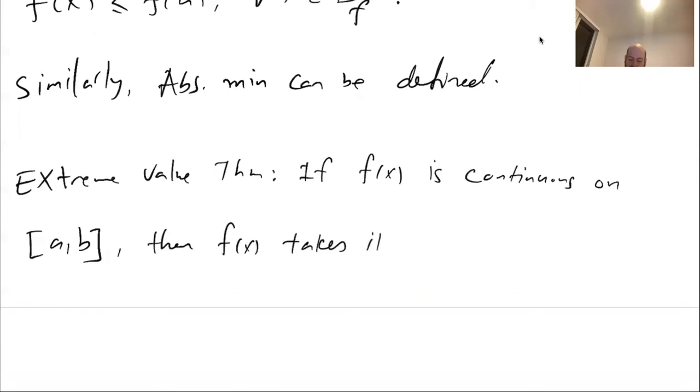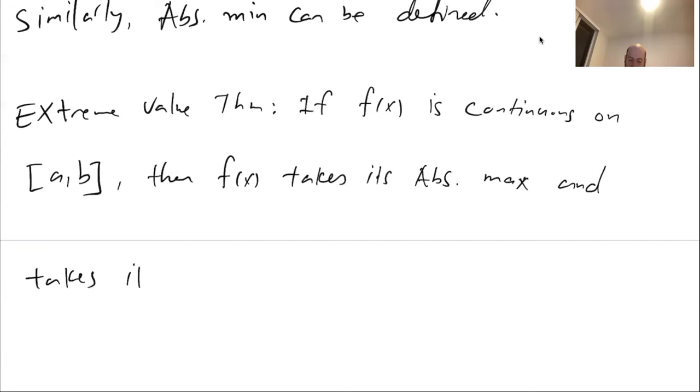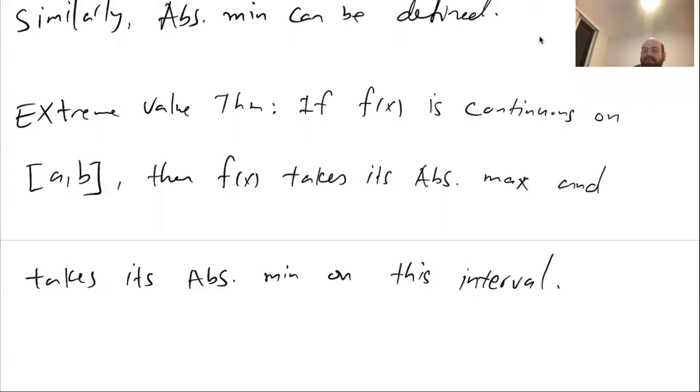then f of x takes its absolute max and takes its absolute min on this interval. Because not every function takes an absolute max and min. For example, f of x equals x on minus infinity to infinity doesn't have an absolute max or min, because as x goes to infinity, f of x goes to infinity, so no absolute max. And as x goes to minus infinity, f of x goes to minus infinity, so no absolute min either. But if a function is continuous on a closed finite interval, then it must take its absolute max and must take its absolute min.